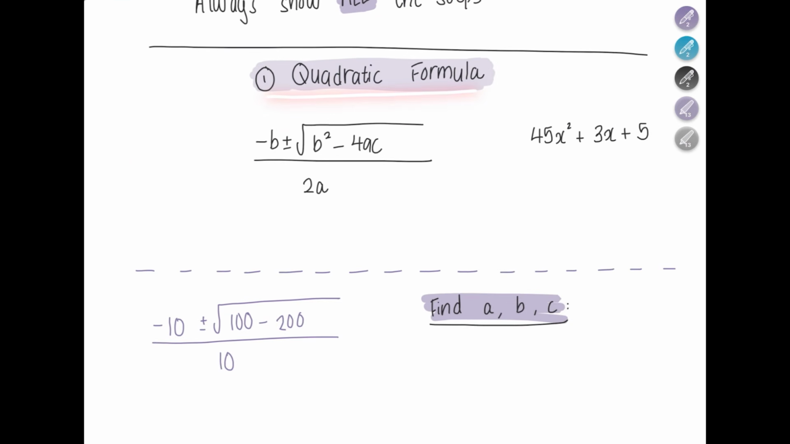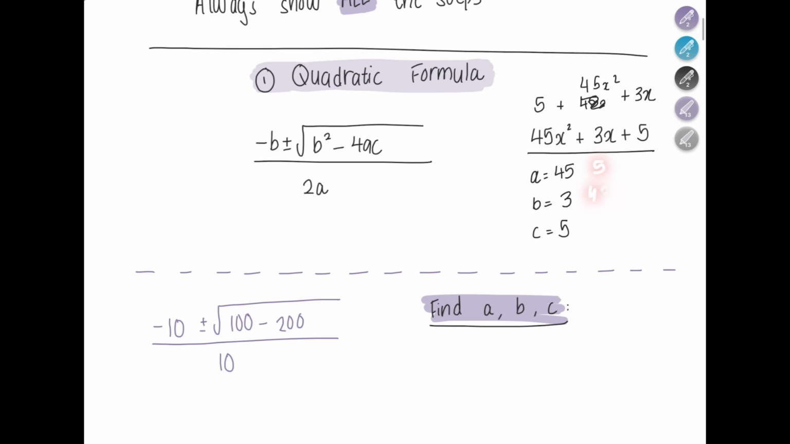What is the quadratic formula? The quadratic formula is minus b plus or minus square root of b squared minus 4ac, over 2a. If we have a quadratic equation like this, a is going to be the coefficient of x squared, basically the number before x squared, so this is 45. b is going to be the coefficient of x, so this is going to be 3, and c is the number without any variable, which is 5.